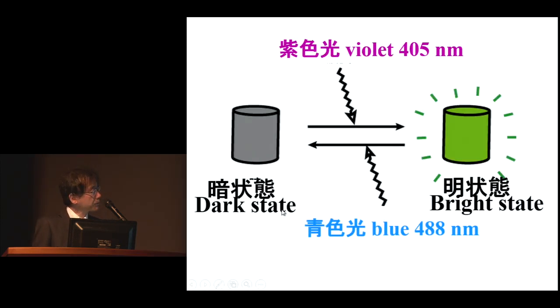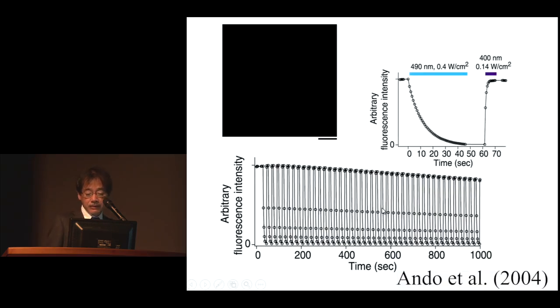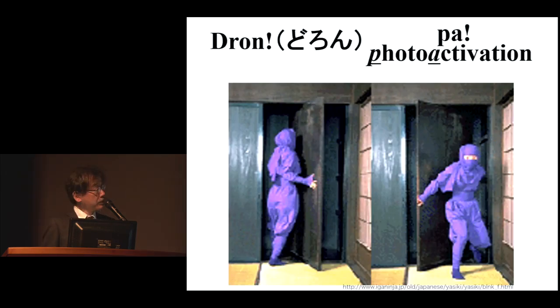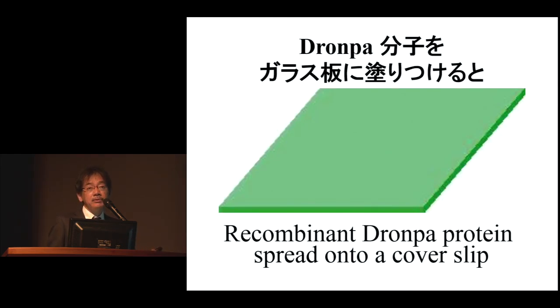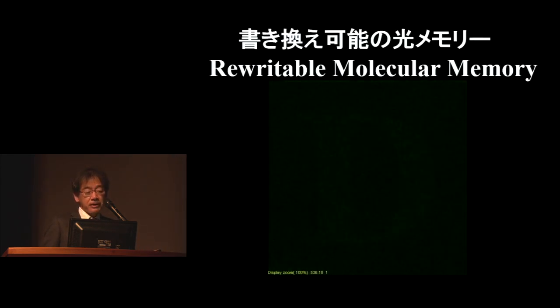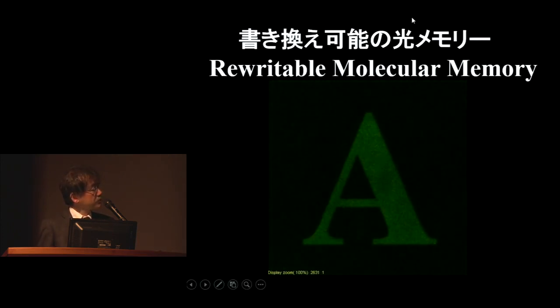So now we can convert the protein between the dark and bright state, using two different colors, blue and violet, for on and off regulation. And we named the protein DRONPA. DRON is a mimetic word for disappearance, and PA stands for photoactivation. And we prepared the recombinant DRONPA protein to make a rewritable molecular memory system.